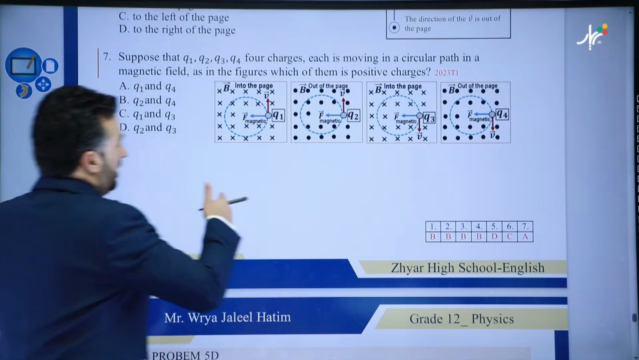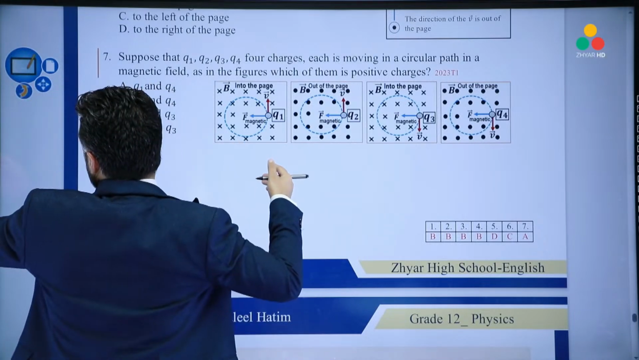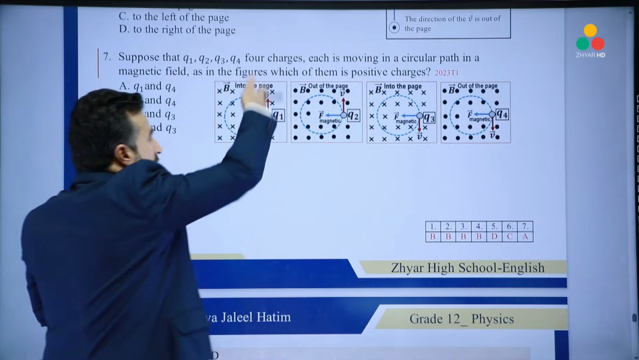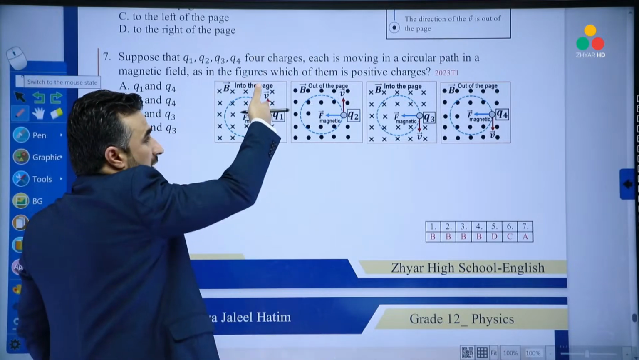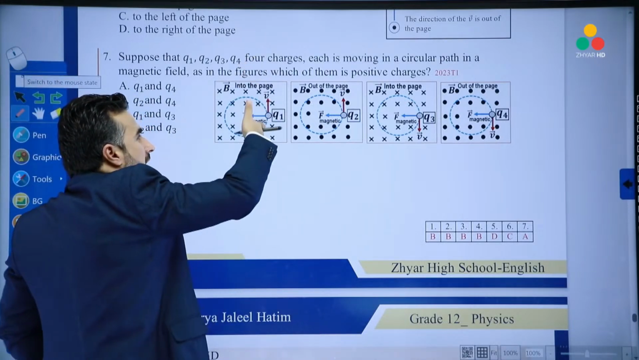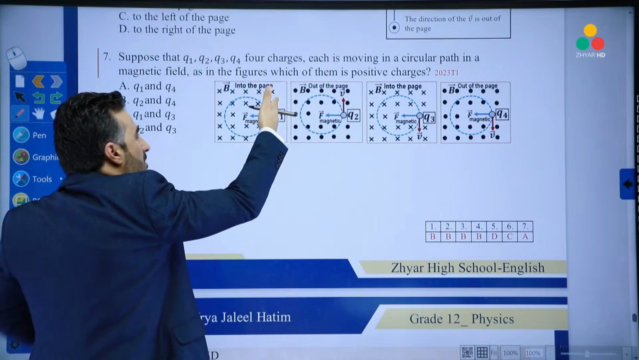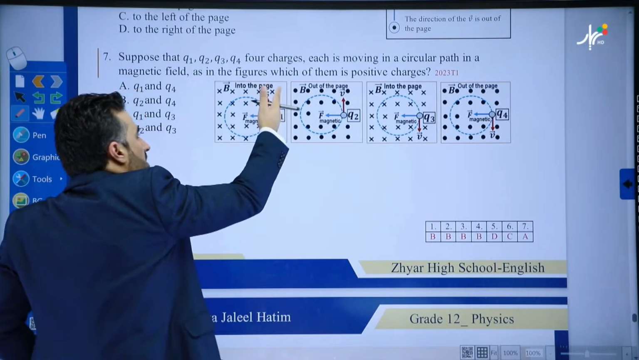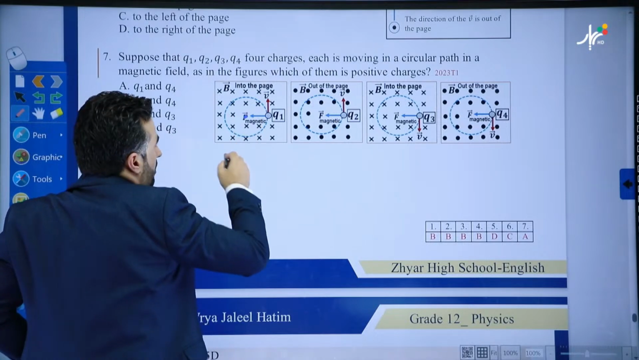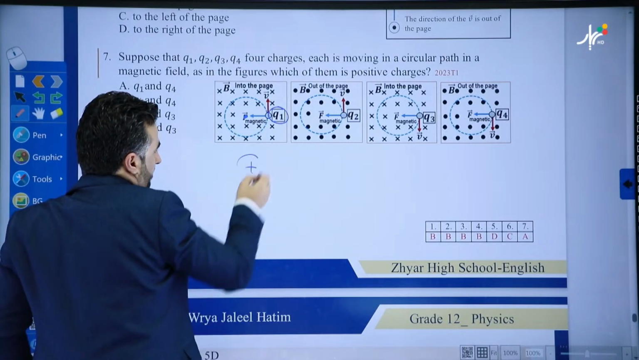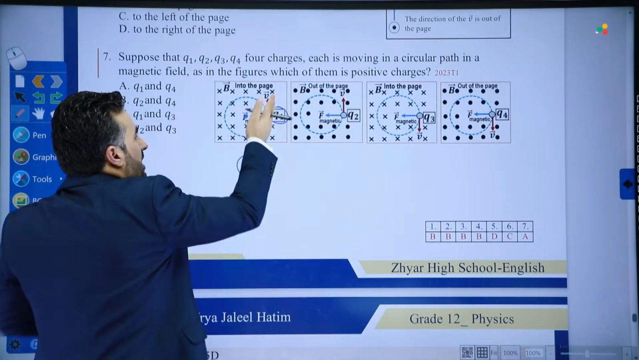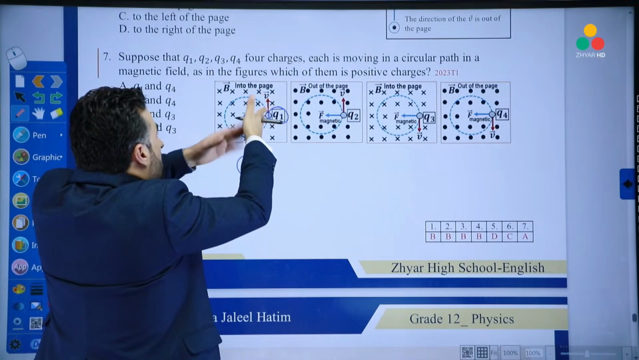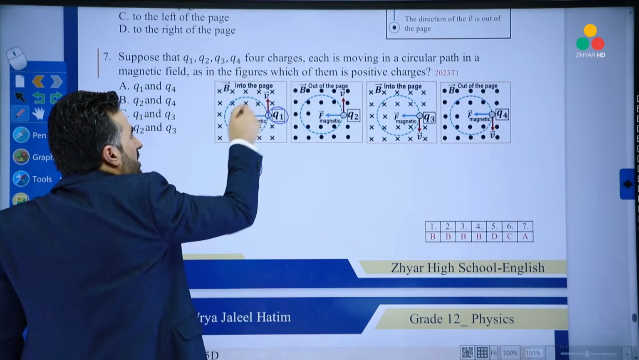So take a look at the first one here. The first one says the charge is moving upward, and the magnetic field is into the page. If that is the case, there will be a magnetic force on a proton, a positive charge, which is going to be towards the center of the circle. So this charge must be positive, because if it is positive, it gets a force, which is, remember, the palm of the hand here, towards the center.